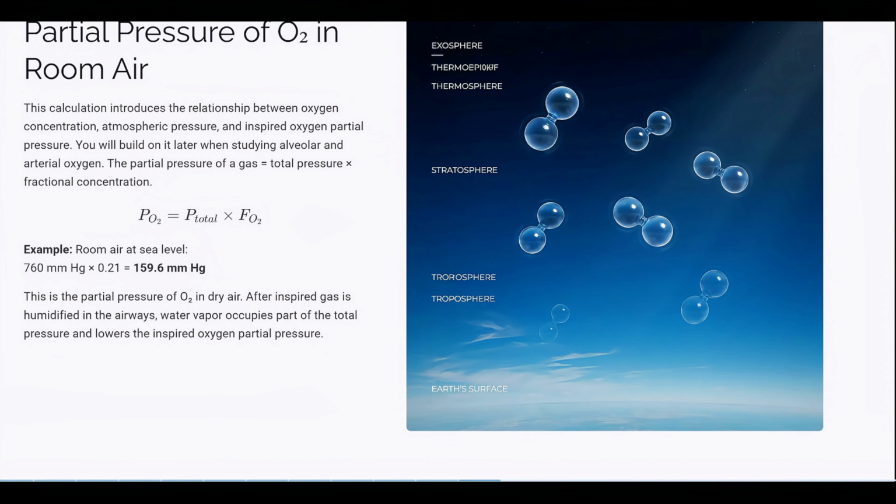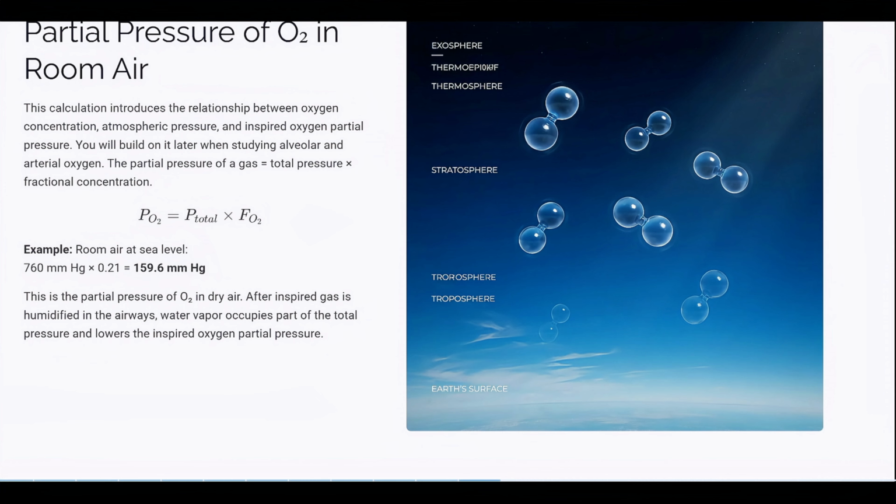So let's walk this through. Room air at sea level is 760 millimeters of mercury. We're going to multiply that by 0.21, so we're taking the percentage for oxygen and converting it to a decimal. And that gives you about 160 millimeters of mercury, 159.6 if you want to be exact about it. That is the partial pressure of oxygen in dry air.